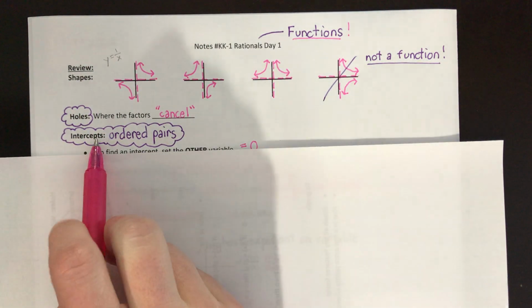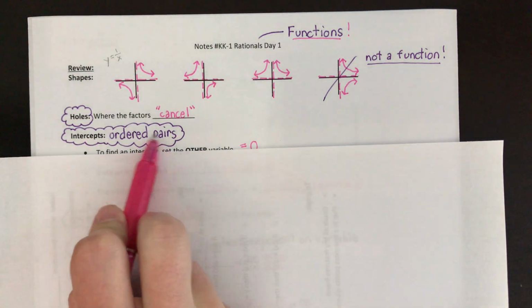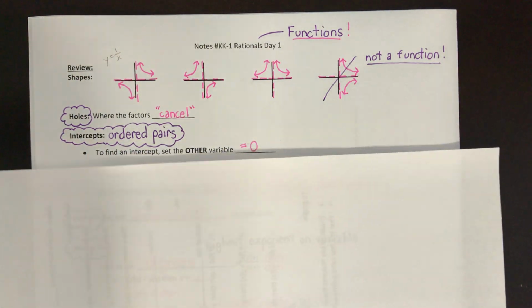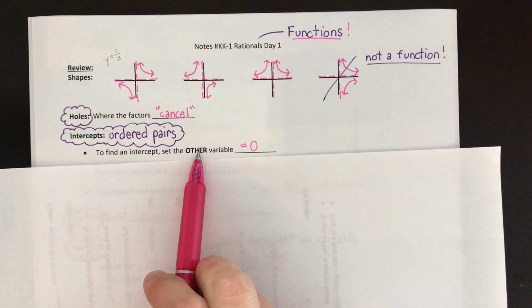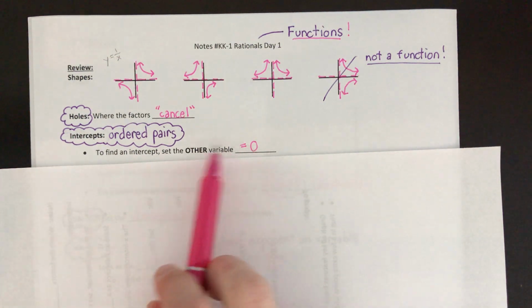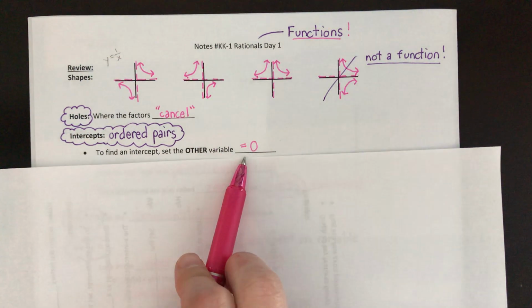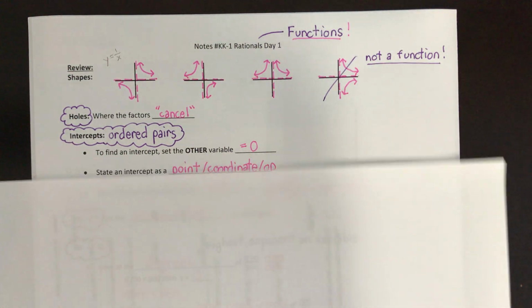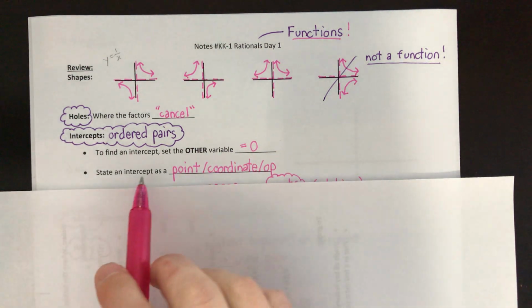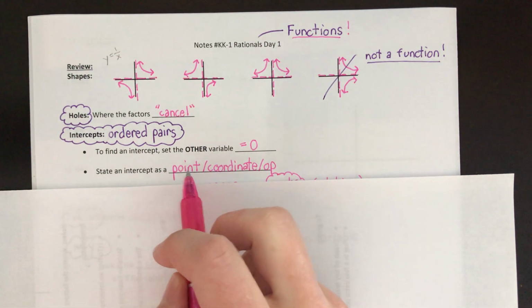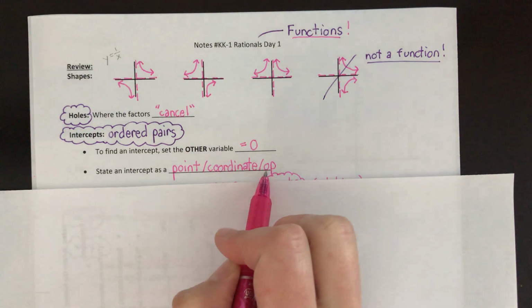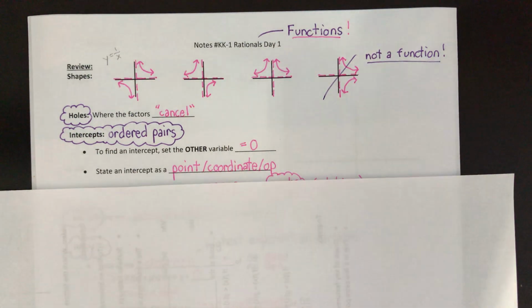Intercepts on the graph could be x-intercepts, y-intercepts. They're always thought of as ordered pairs. Those are points on the graph. Okay, to find an intercept, set the other variable equal to 0. So if you're finding the x-intercept, of course you set y equal to 0 and vice versa. Okay, to state an intercept, always write it as a point, coordinate, or ordered pair, as we talked about just a second ago. So always write it as such.